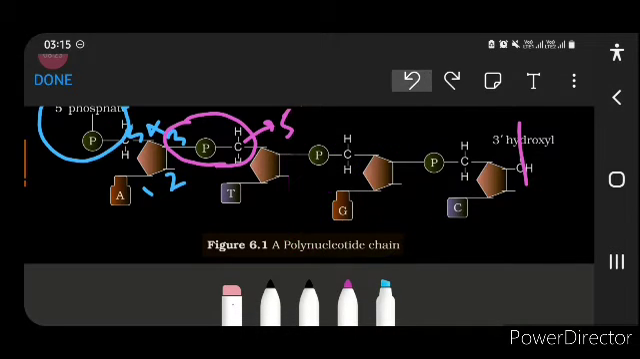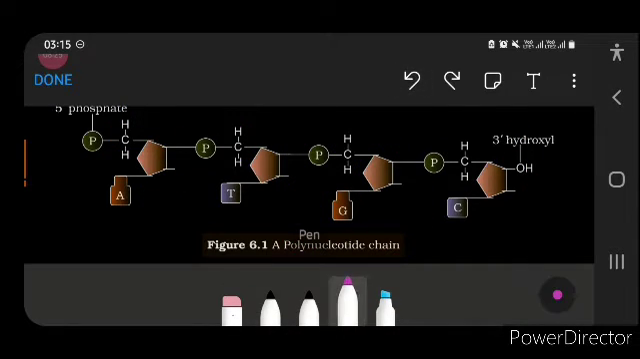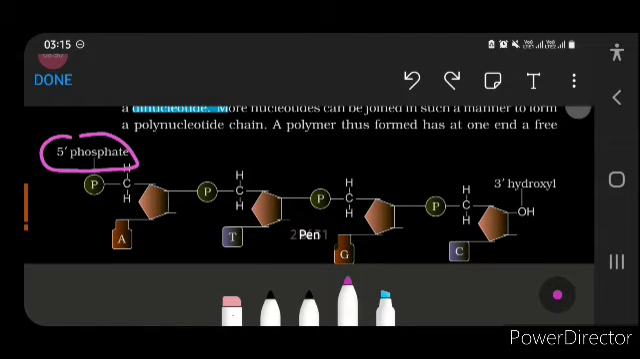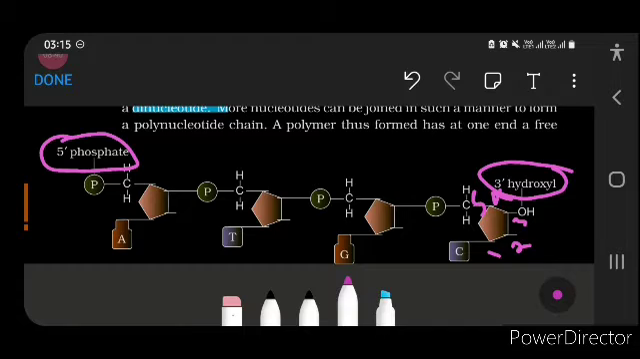And the direction: here you can see this is 5' phosphate and this is 3' hydroxyl, because when I number 1, 2, 3, 4 and 5, here you can see 3 is free, and here 1, 2, 3, 4, 5, so here 5 is free. So this is 5' and this is the 3' hydroxyl group. Okay.